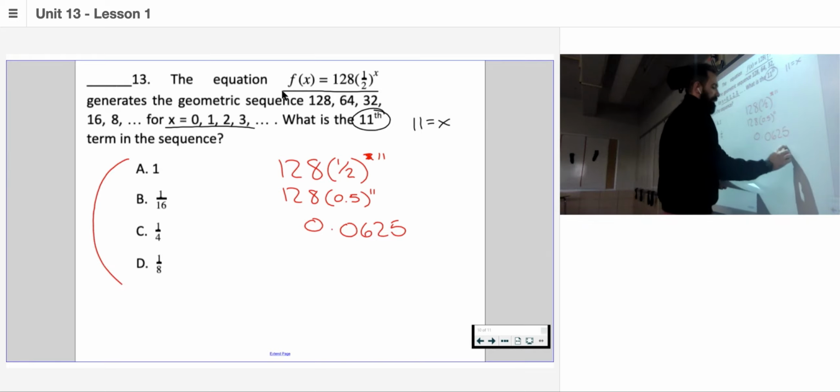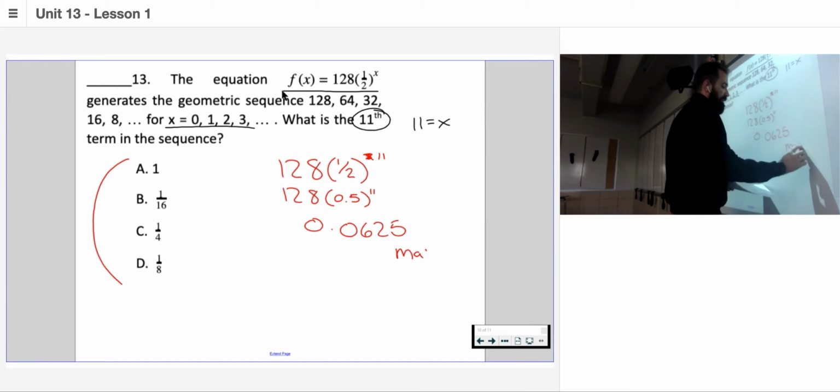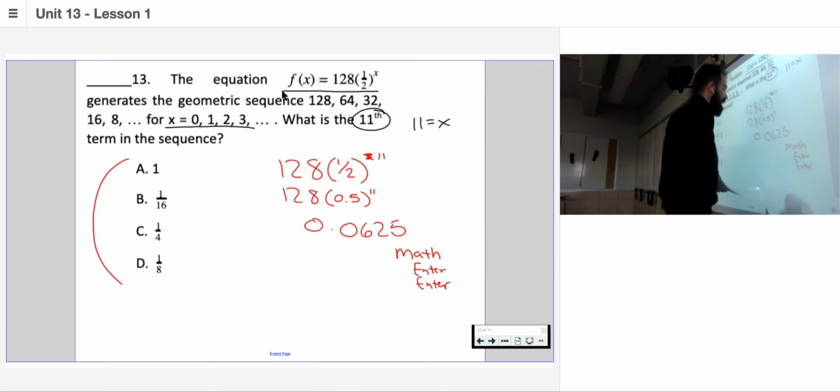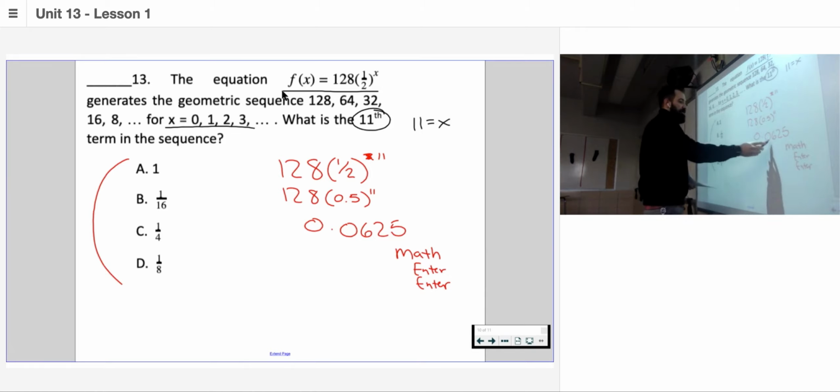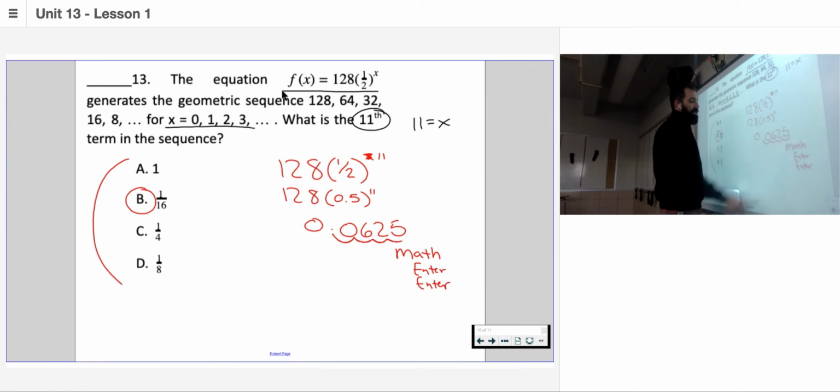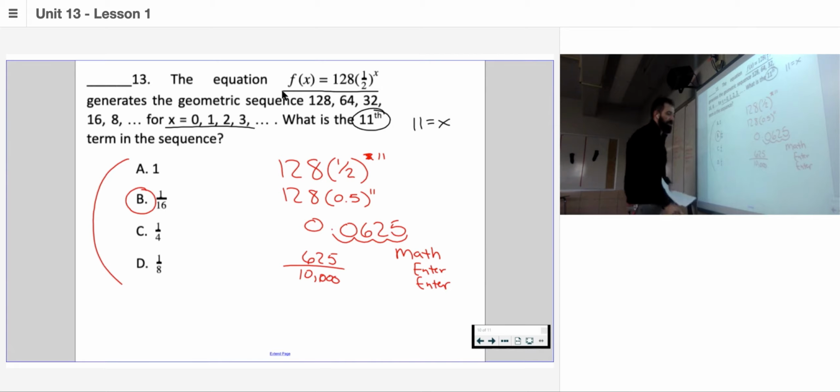Okay, on your calculators for the TIs, you press math and then enter, enter. And that spits back the fraction. And if I put that in there, this becomes the fraction 1/16. Tens, hundreds, thousands, 10 thousandths. So that's 625 over 10,000. And if I reduced it down, I would get 1/16.